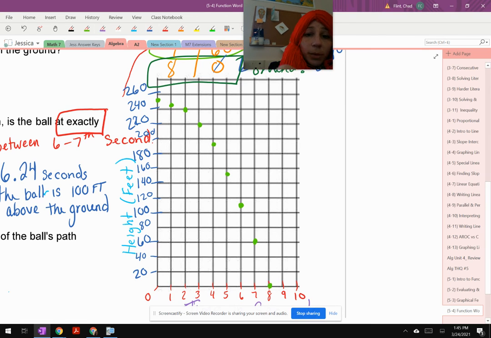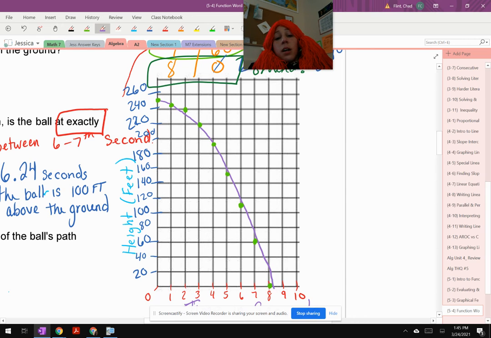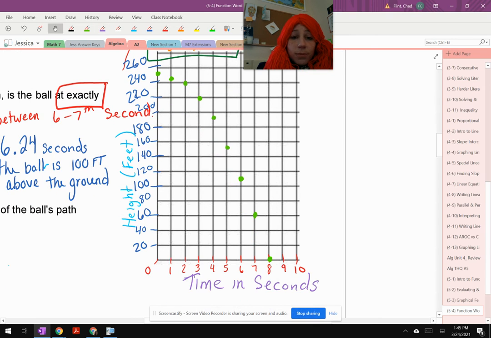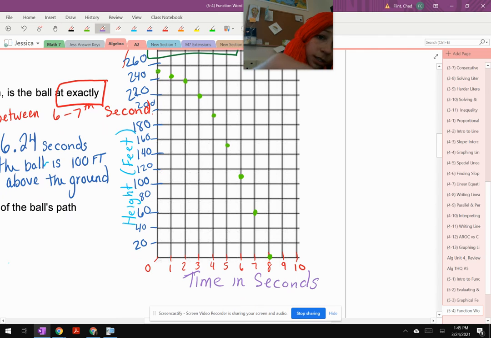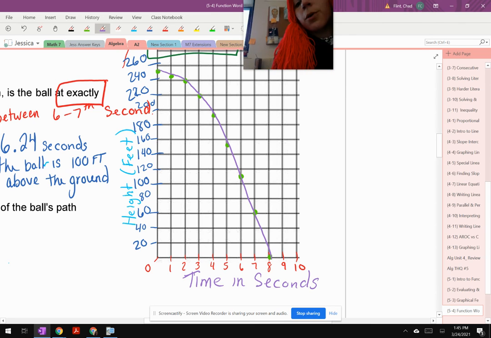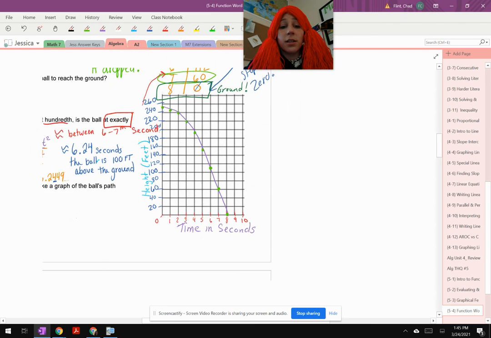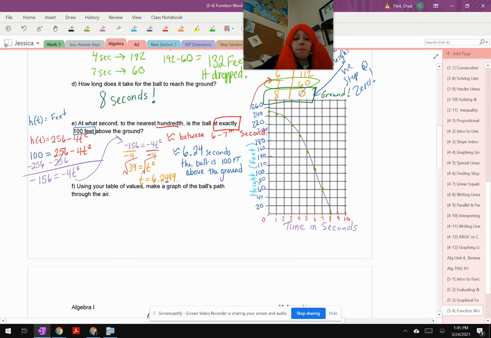So I'm going to use purple. So this is the ball's path through the air. All right, notice some of my points don't fall exactly on, just make sure you get it too. I'll try that again, actually. Oh, geez, that was awful. Let me see if I can. There we go. Not too bad. So again, just making sure that it's nice and smooth, not pointy and grumpy. So there we go.